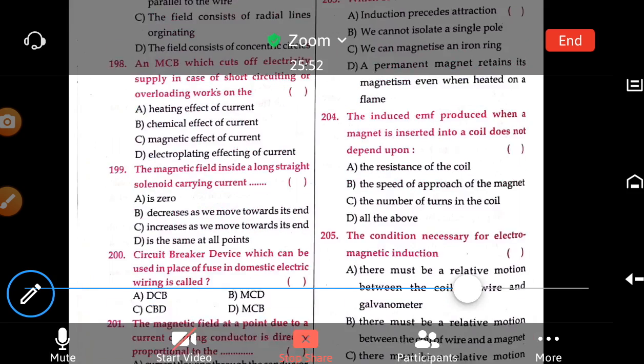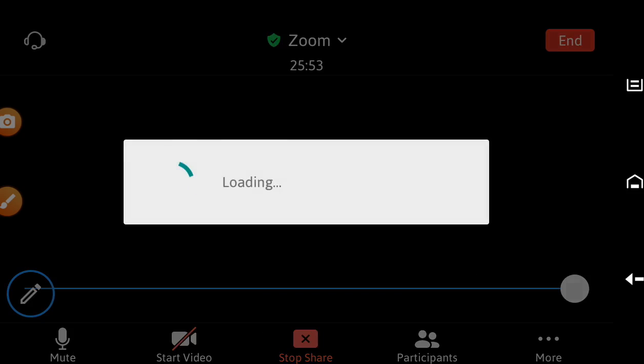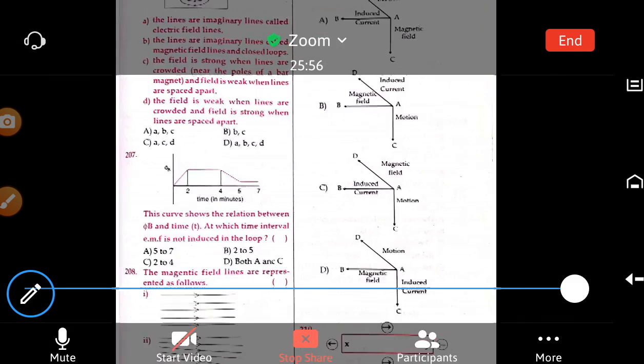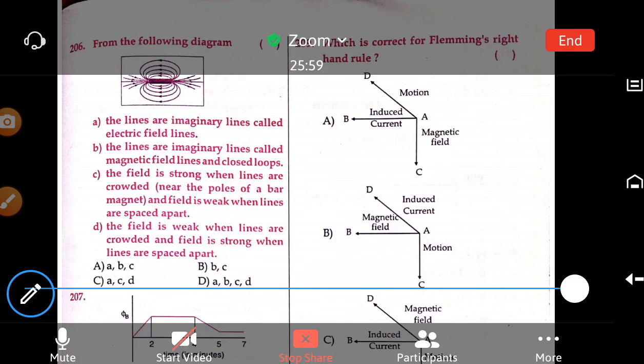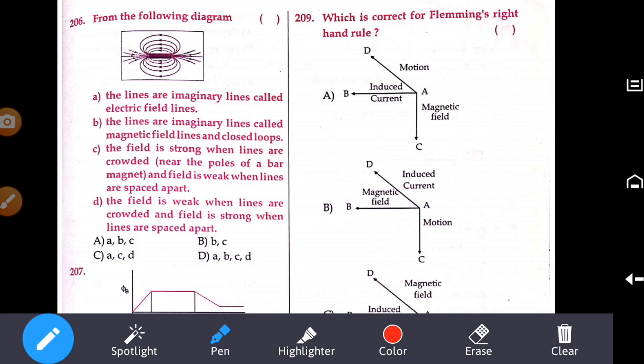So 105 over. Let's see the next page. Last page. Now see the question from the following figure. The lines are imaginary lines called as electric field. Is it electric field lines? No, magnetic field lines. So option A is wrong. Lines are imaginary lines called as magnetic field lines.